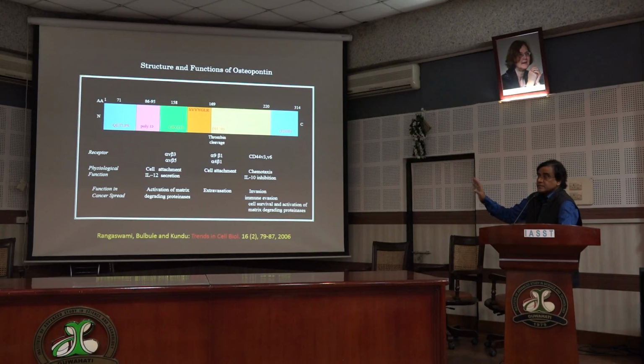But in cancer, they have multiple isoforms and they are post-translationally modified. So the particular form present in cancer is different from what you see in the cardiovascular system or in bone remodeling. Biochemically, this protein has multiple aspartic residues near the N-terminal, 14 aspartic acid residues. That's why this protein is acidic in nature. It has a unique RGD motif.